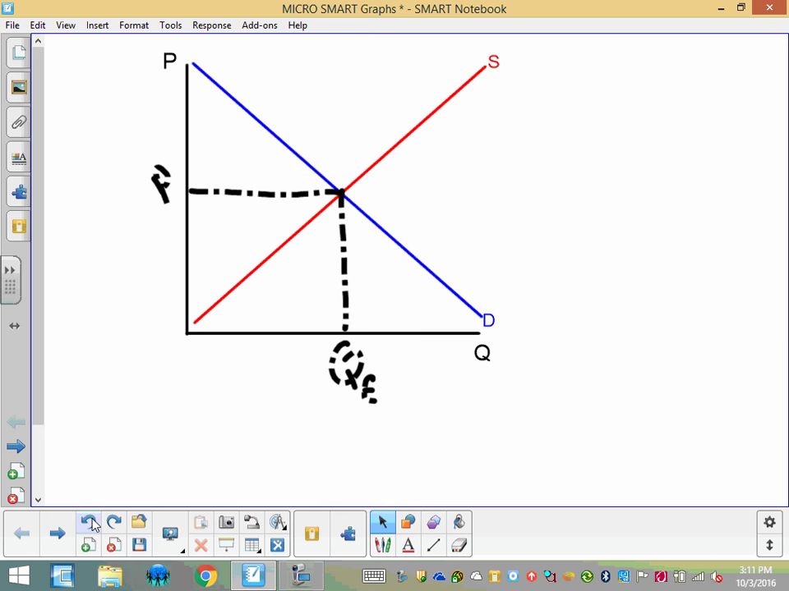What's another thing that can increase demand? Number of consumers. I increase the number of people, they'll demand more. I decrease the number of consumers, they'll demand less. And what else?